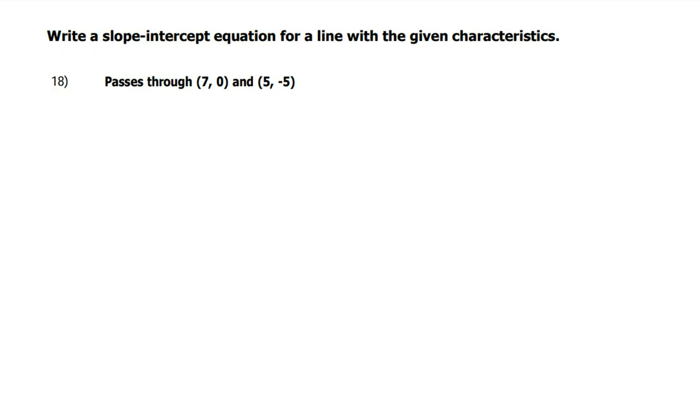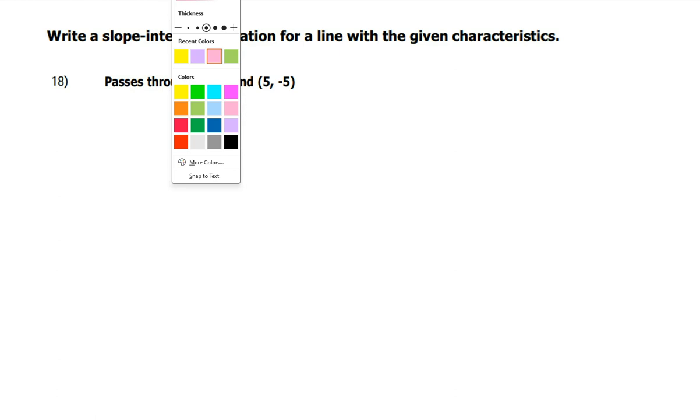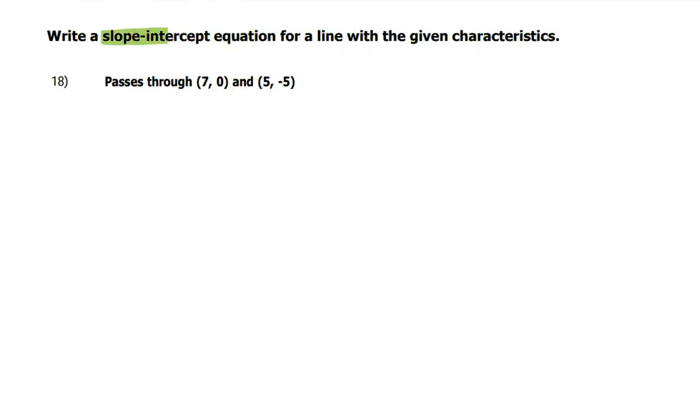Okay, now it's going to get a little bit more difficult. It says write a slope-intercept equation for a line with the given characteristics, and all they give me is 2 random points. The first point, 7, 0, that's actually the x-intercept, but the slope-intercept form of a line, y equals mx plus b, and b is the y-intercept.